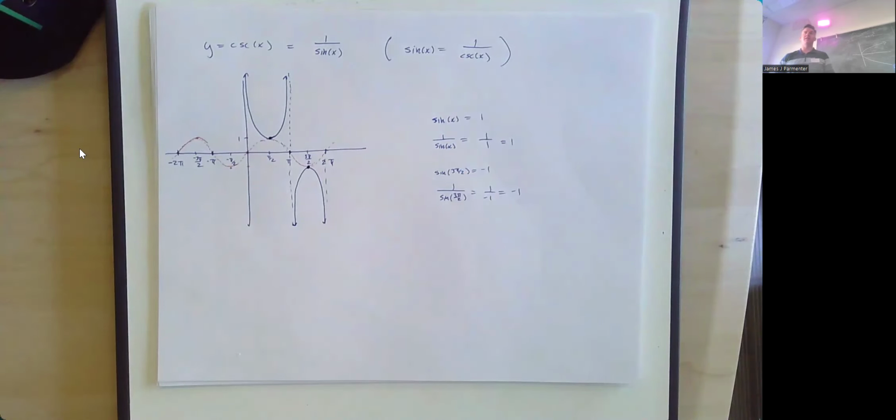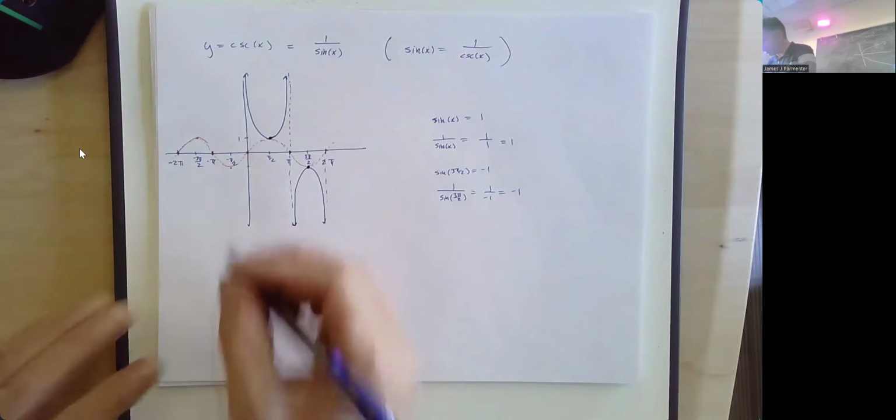There's one period of the cosecant graph from 0 to 2 pi. Here's another period.